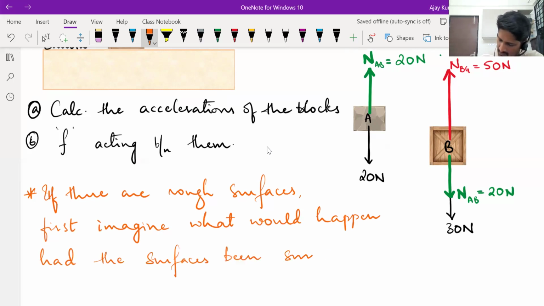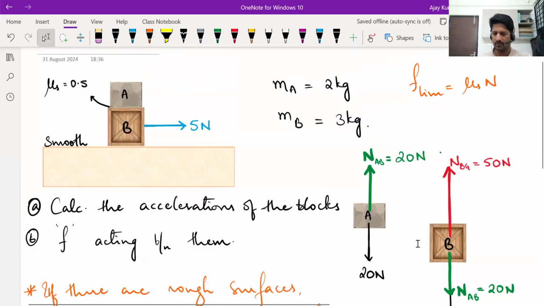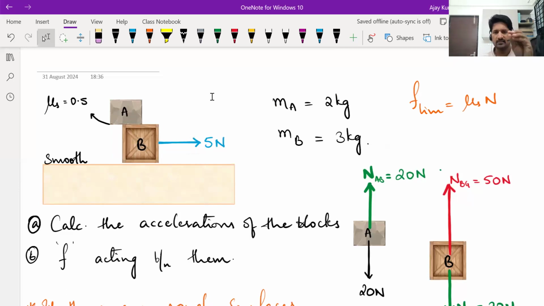Okay, in this situation, we actually did it in the last class, but one of you tell me, had the surface between A and B been perfectly smooth, what would have happened? Sir, when B block moves towards the right, A will fall down. B will slide to the right. Up to some time, A will stay there itself. After that, it will fall down. Okay. So had the surface been smooth, this is what would have happened.